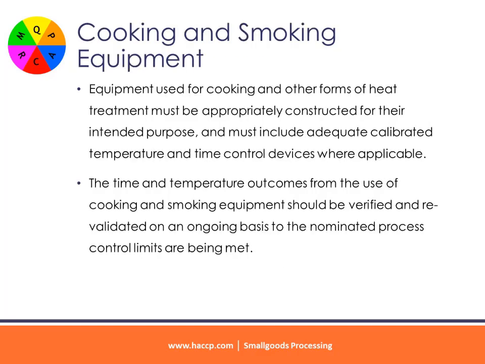Cooking and smoking equipment. Equipment used for cooking and other forms of heat treatment must be appropriately constructed for their intended purpose, and must include adequate calibrated temperature and time control devices where applicable. The time and temperature outcomes from the use of cooking and smoking equipment should be verified and revalidated on an ongoing basis to ensure the nominated process control limits are being met.